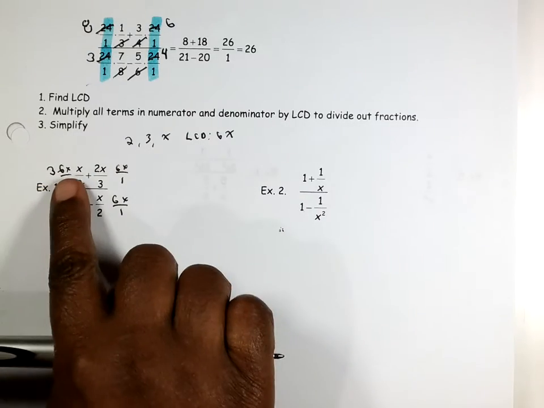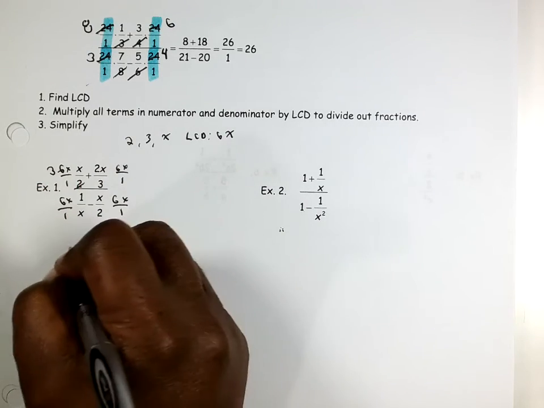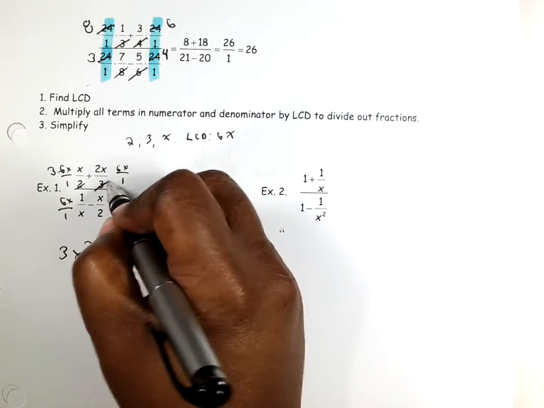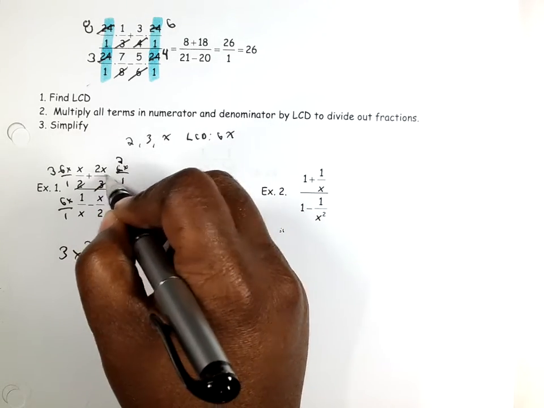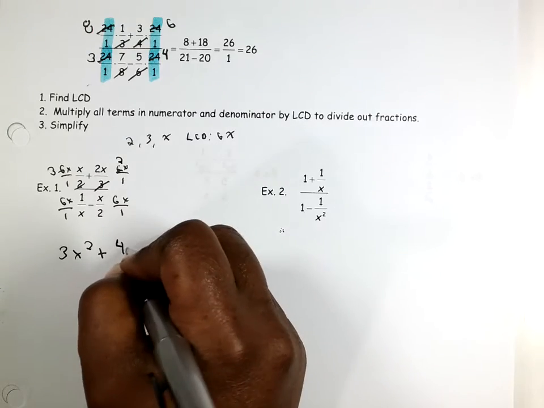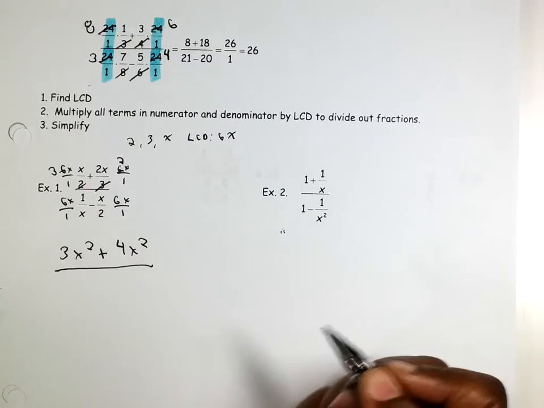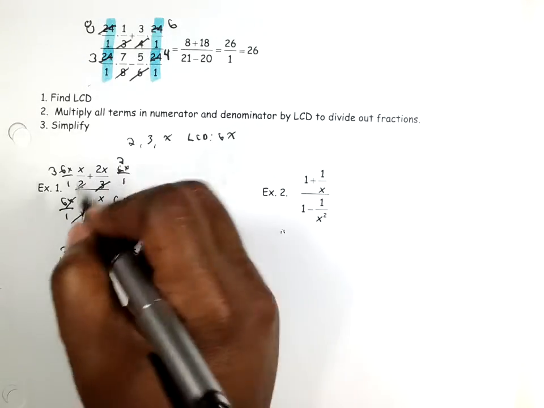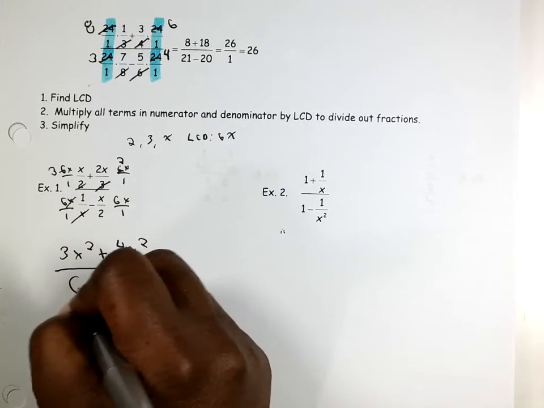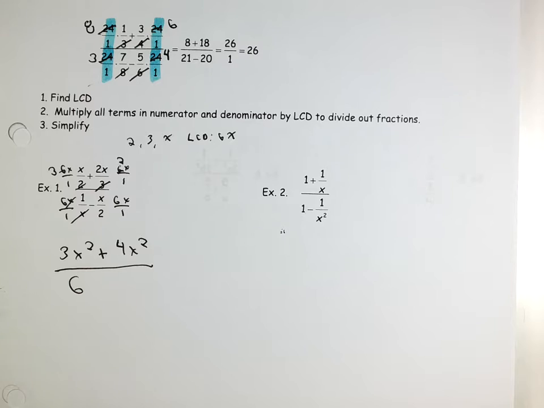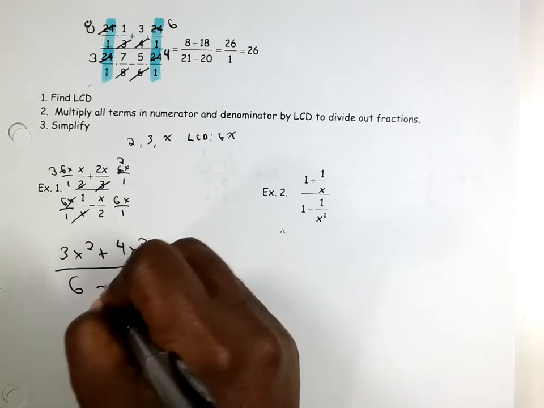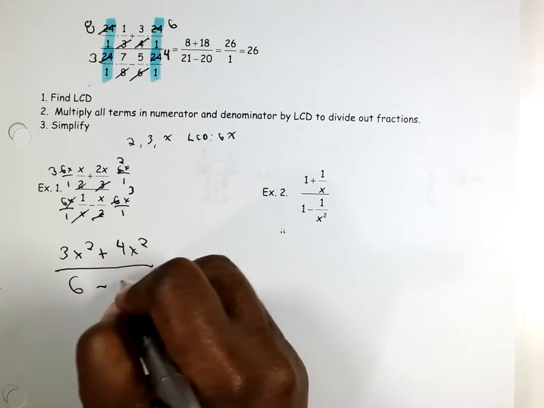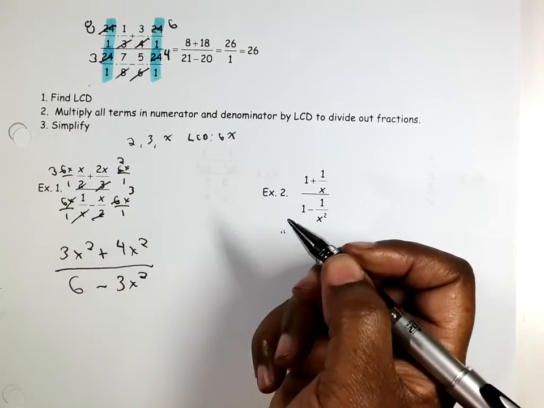I'm left with 3 times x times x. So that gives me 3x squared. Here, 3 goes into 6 twice. I have 2x times 2x. So that leaves me with 4x squared. On the bottom, the x's cancel each other out. So 6 times 1 is 6. And then lastly, I have 2 goes into 6 3 times. So I have x times 3x gives me 3x squared.